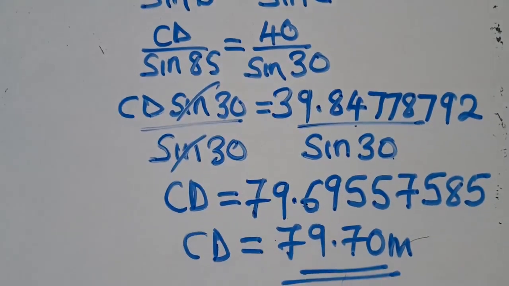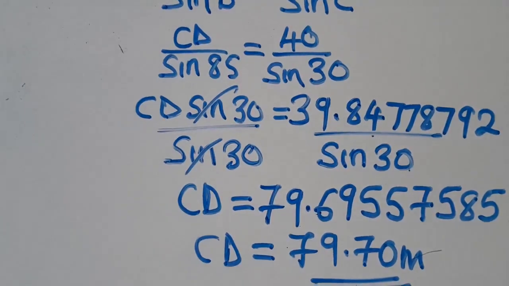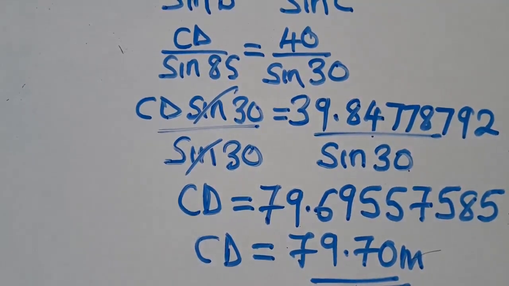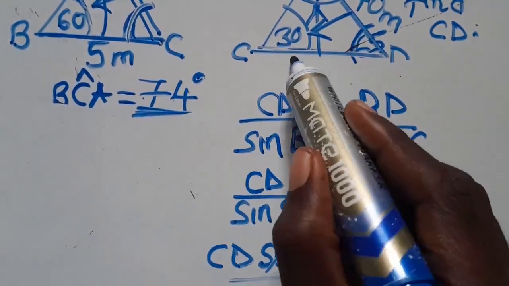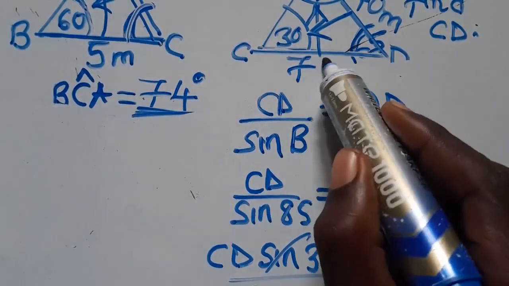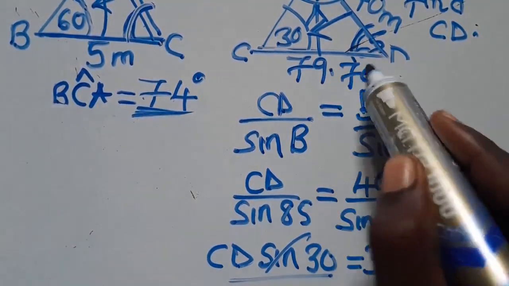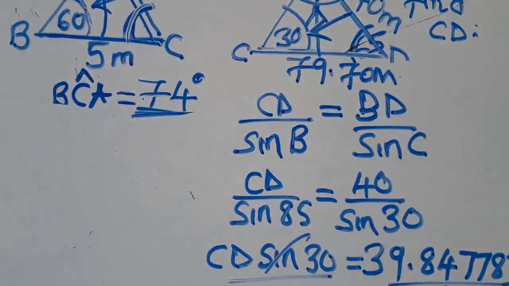This is how we need to find it. So I've taught you how to find the angle and how to find a side. These are procedures that you need to take. Just to summarize, we've answered that CD is 79.70 meters.